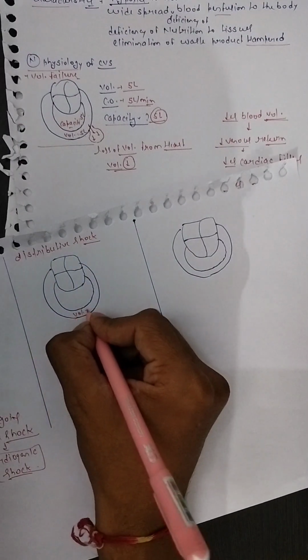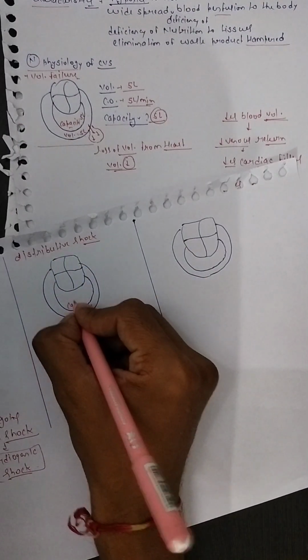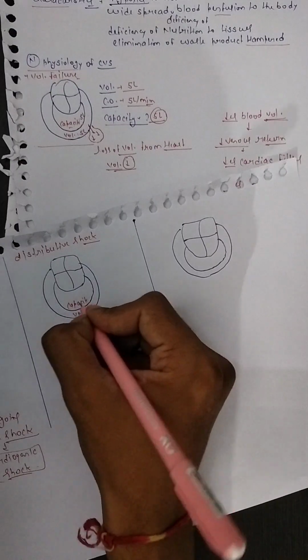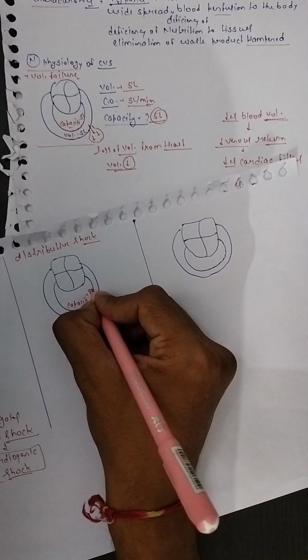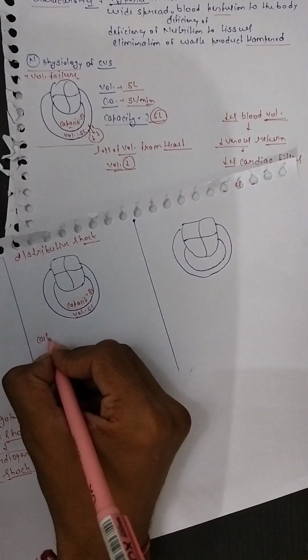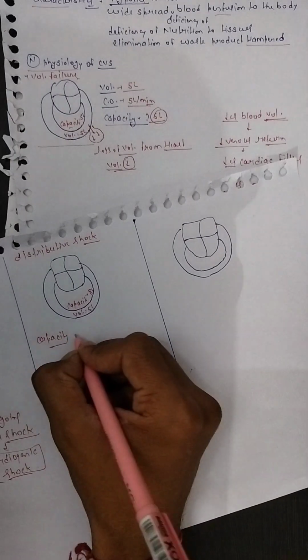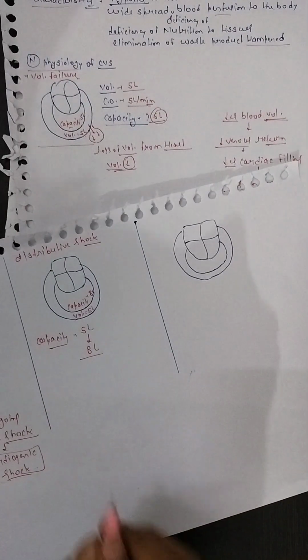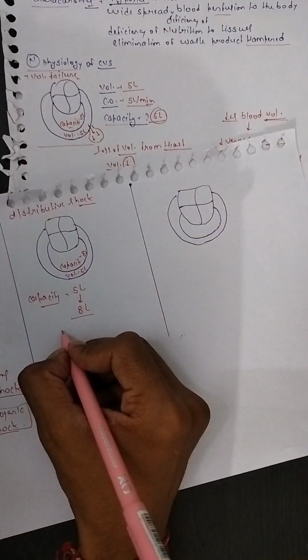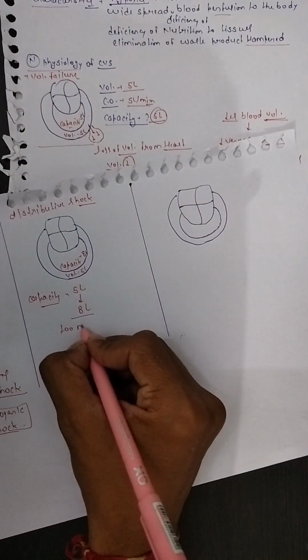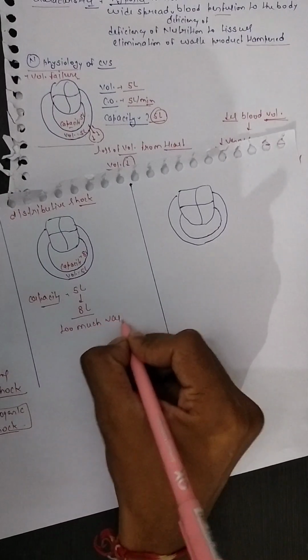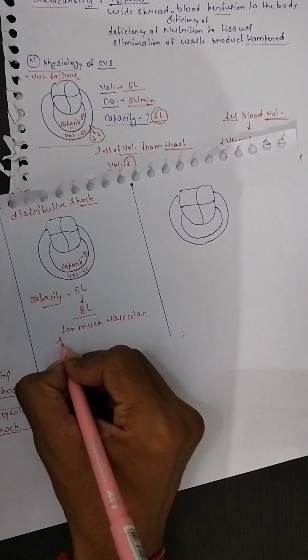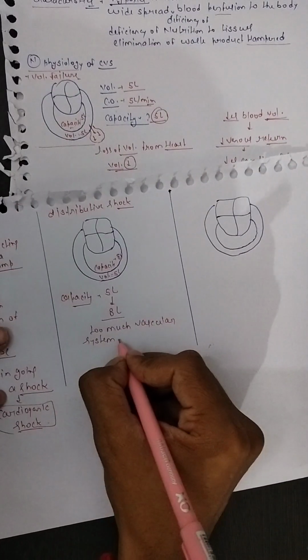Here the volume is normal, 5 liter, but the capacity increases. Suppose the capacity is 8 liter. So now what happened? The capacity increases from 5 liter up to 8 liter. Why does this happen? This happens due to too much vascular system dilation.